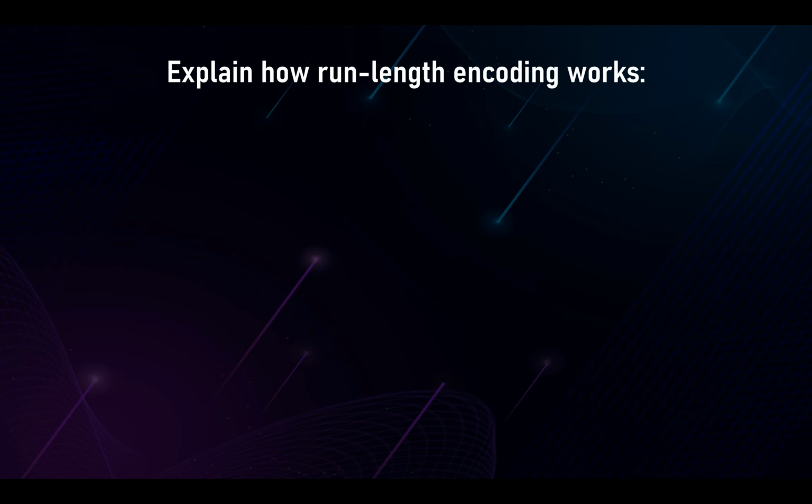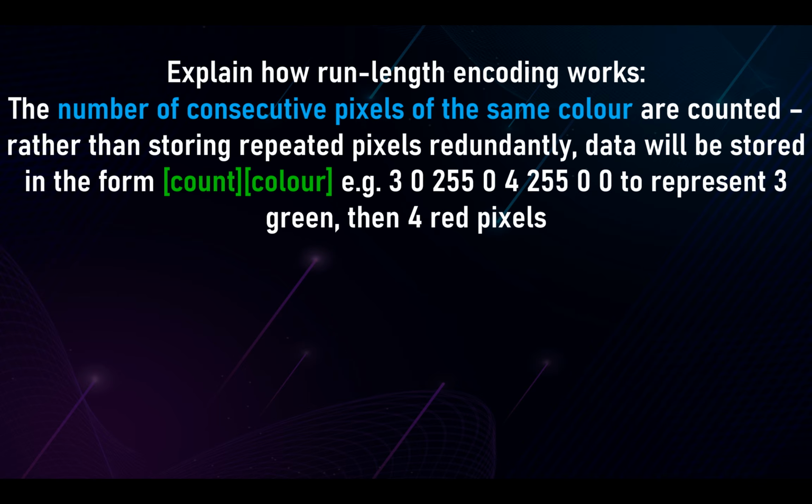Next, explain how run length encoding works. You can have a go at this if you want. It's going to be the number of consecutive pixels, and then the value. So just a count, then the actual RGB value.